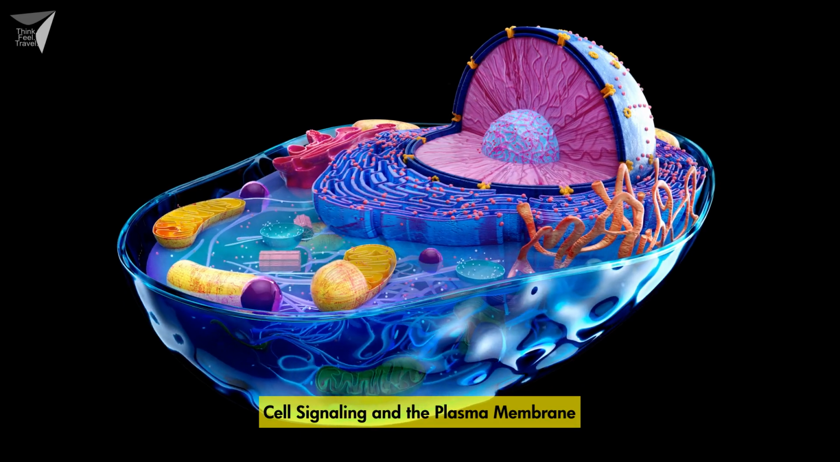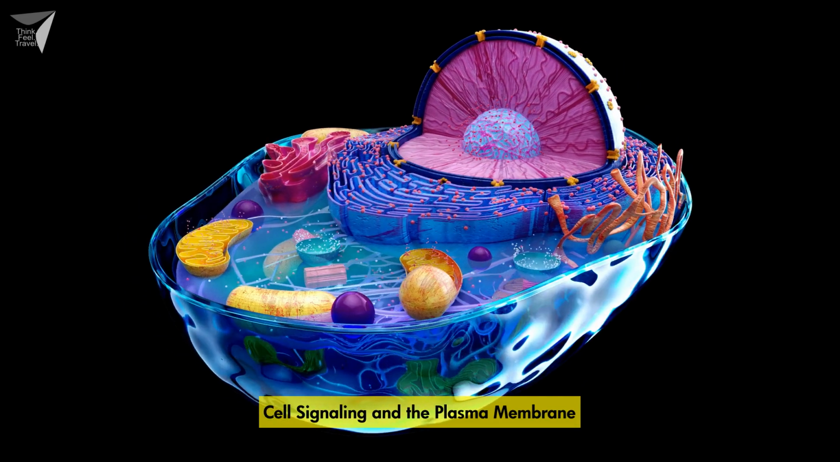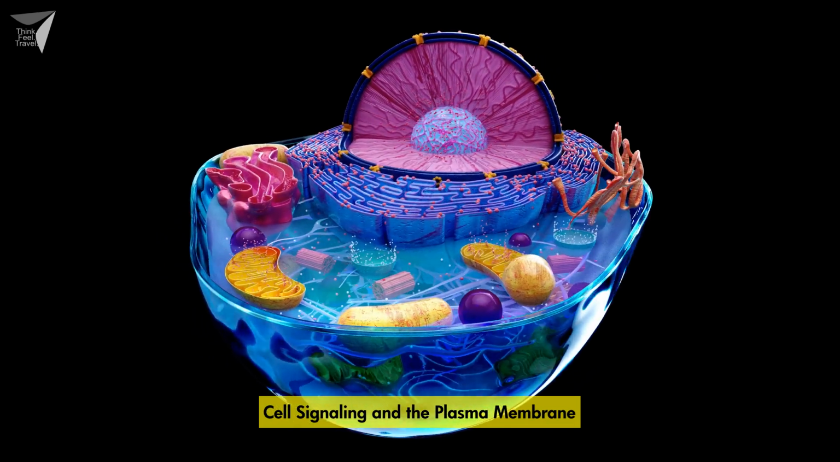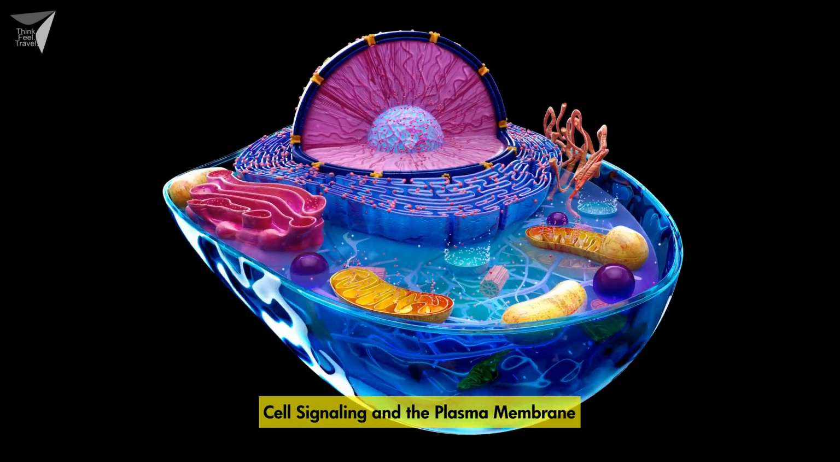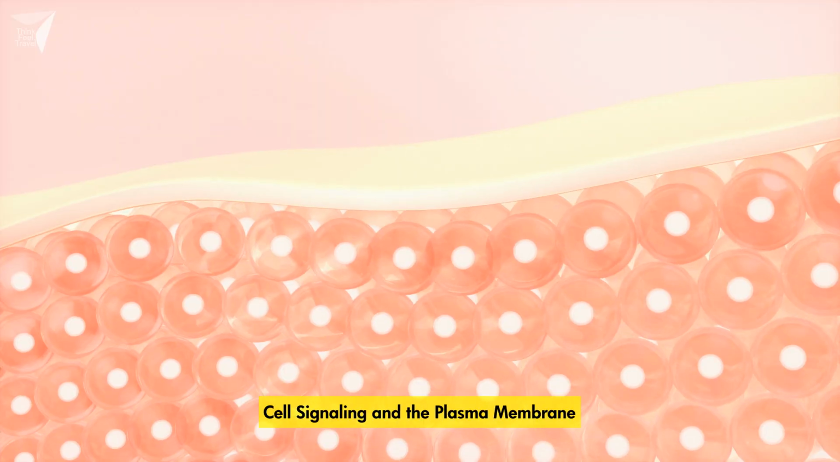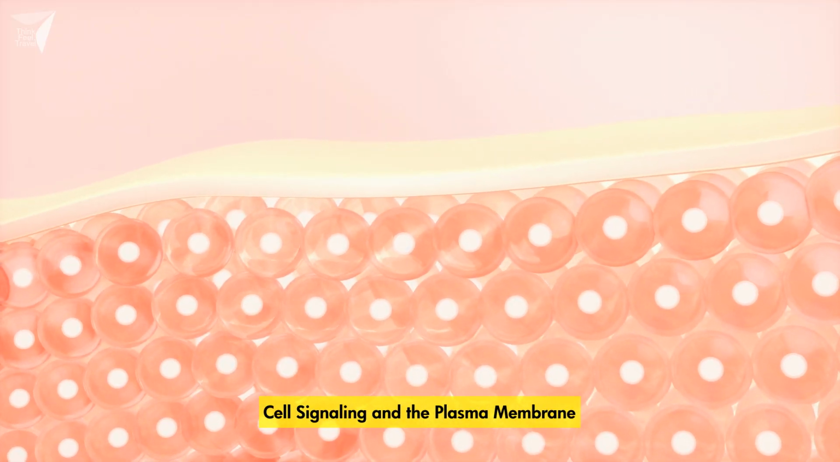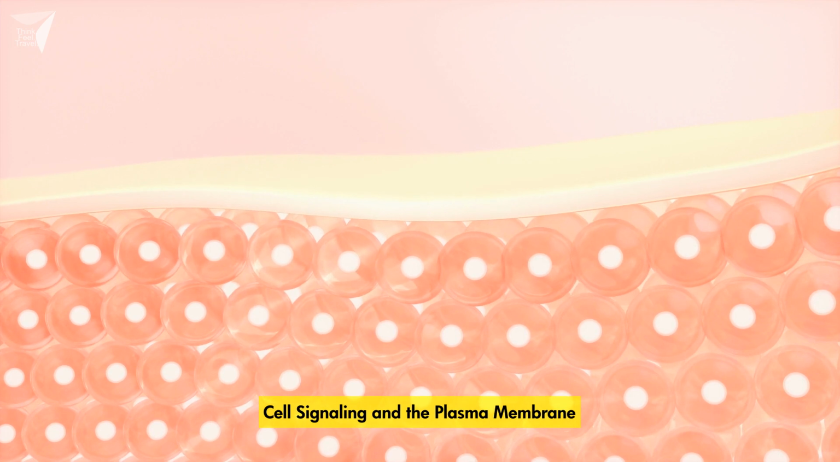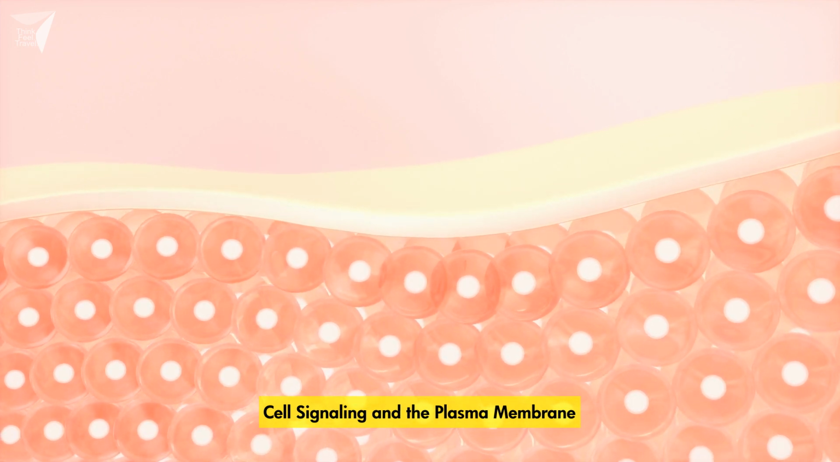The plasma membrane is also involved in cell signaling and signal transduction, which is important for cells to process information from their surroundings and react to it. Membrane proteins transmit signals between the cell's internal and external environments.